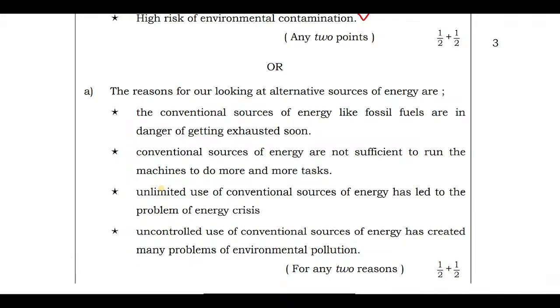Why is there a need to look for alternate sources of energy? The conventional sources of energy like fossil fuels are in danger of being exhausted soon.